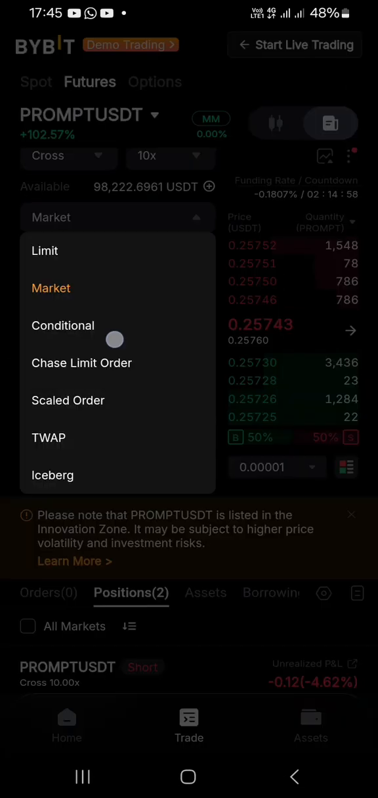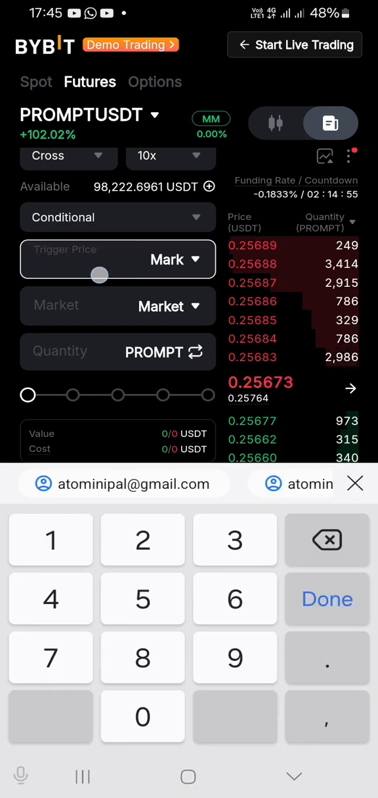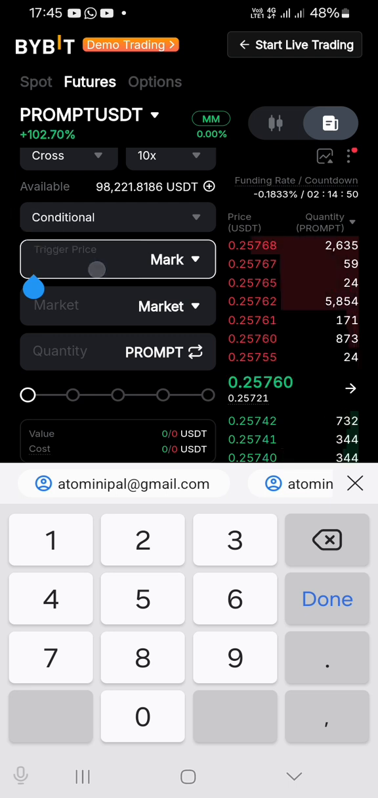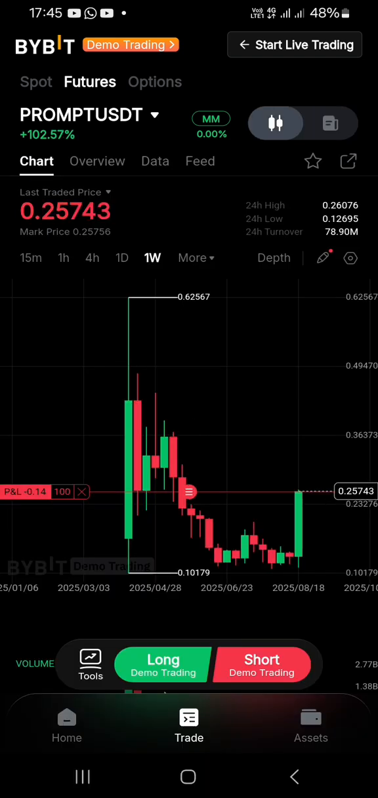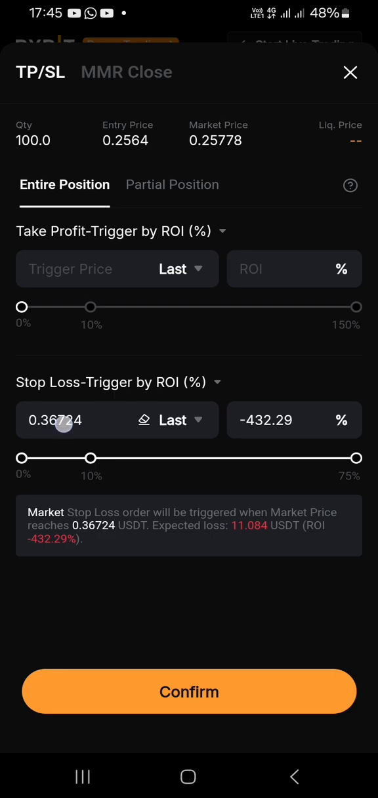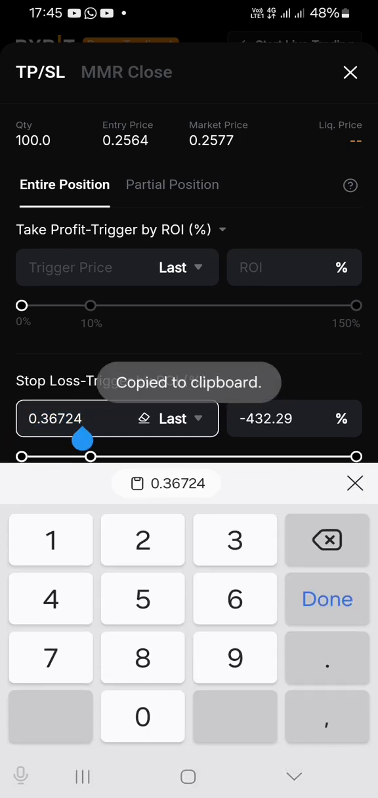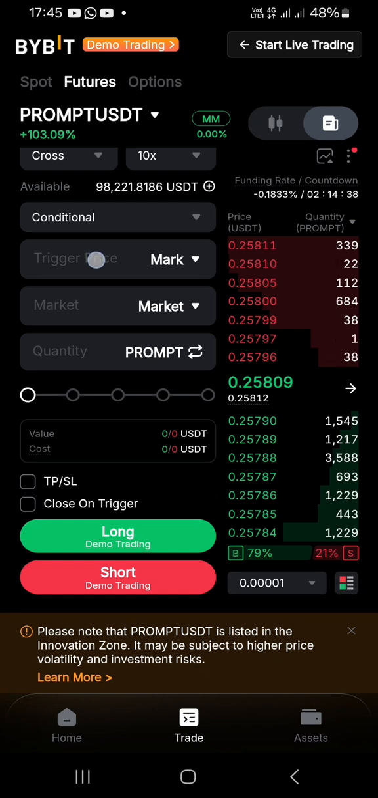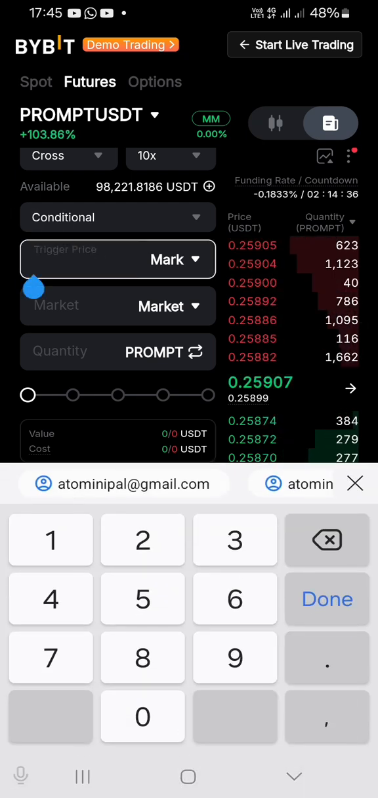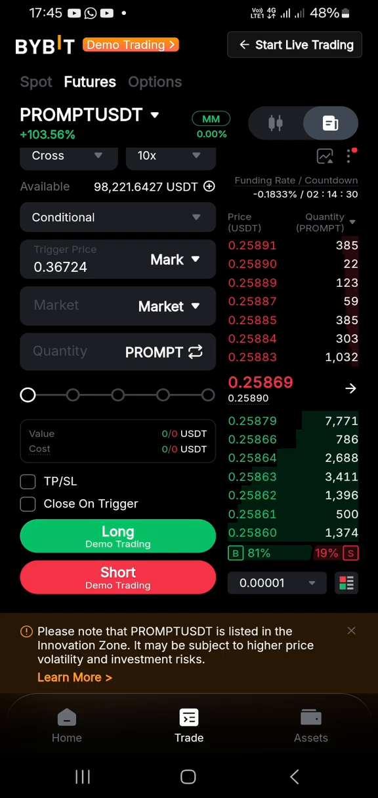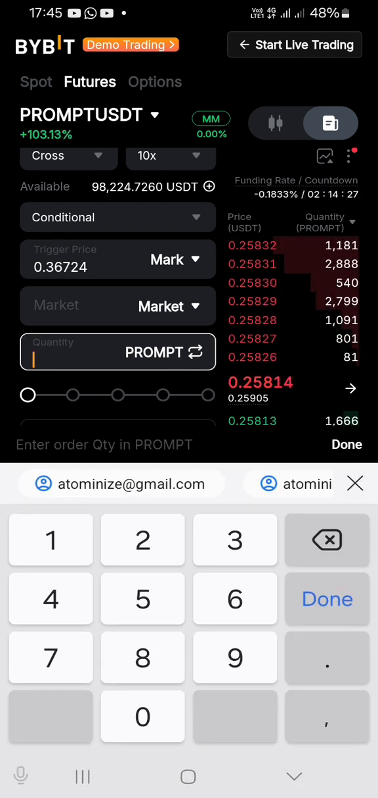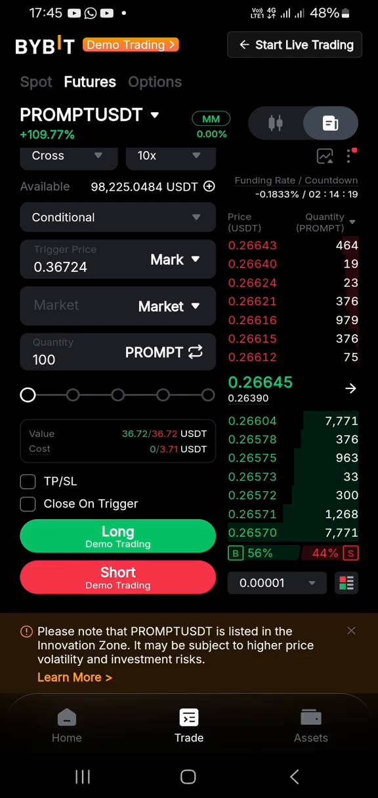value and come here and then use conditional purchase. So I would say when the mark price gets to, okay, I didn't copy it well, so let me do it again. Okay, something like this. So I did not copy it. Okay, it's copied now. Then let's do 100. I did 100. Okay, so let's purchase that again.